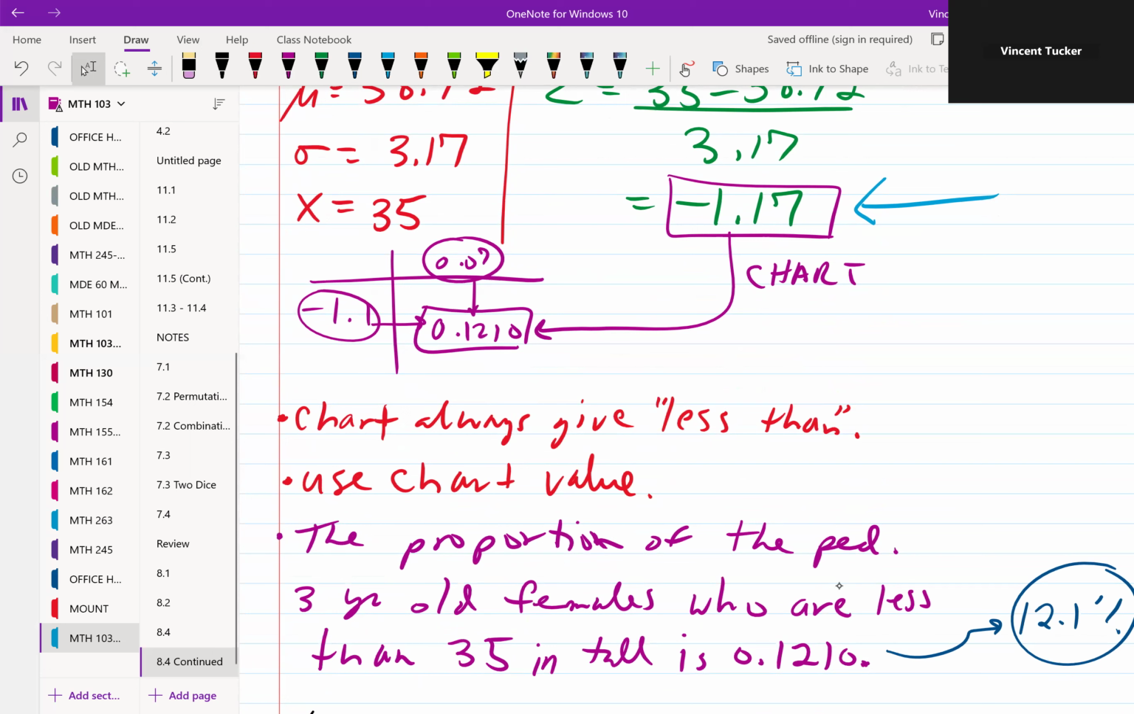So now also, if you needed to, or you were asked to convert to a percentage, all you would do is move the decimal 2 places to the right, and that would be 12.1% of the 3-year-olds would be less than 35 inches tall.